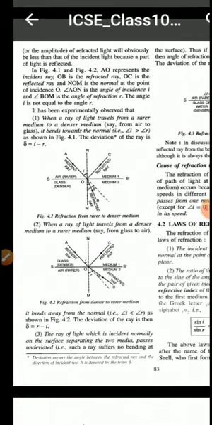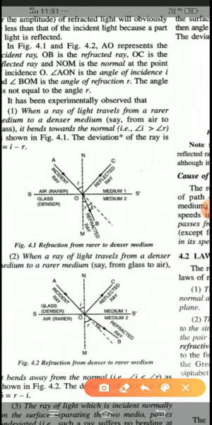So the first condition. Can you see medium 1 and medium 2? What is your medium 1 here? Air. And in medium 2 it is glass. So air is a rarer medium and glass is your denser medium. Now when a ray of light strikes from air to glass, you can see it is moving in this direction. Now if you draw a normal line, you will always find the refracted ray is towards this normal line. It is always towards your normal line.